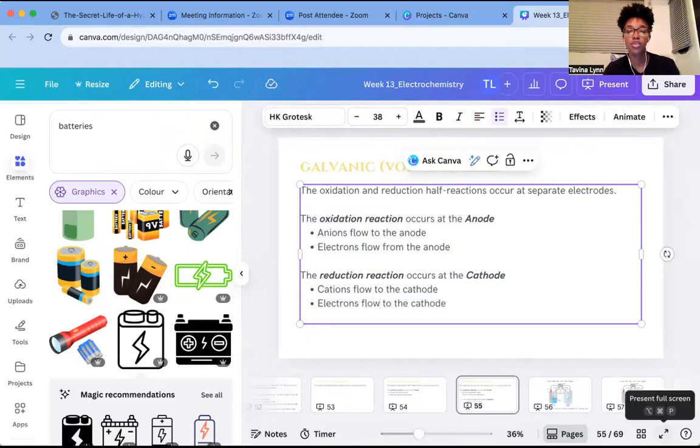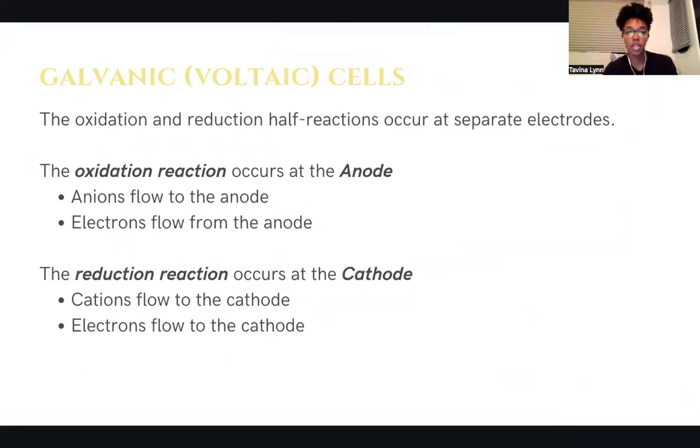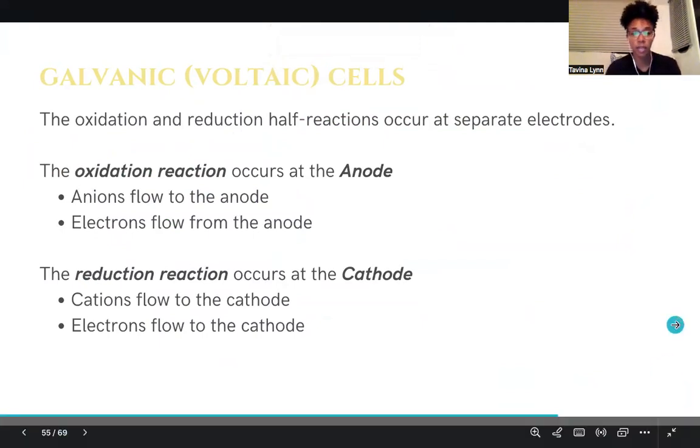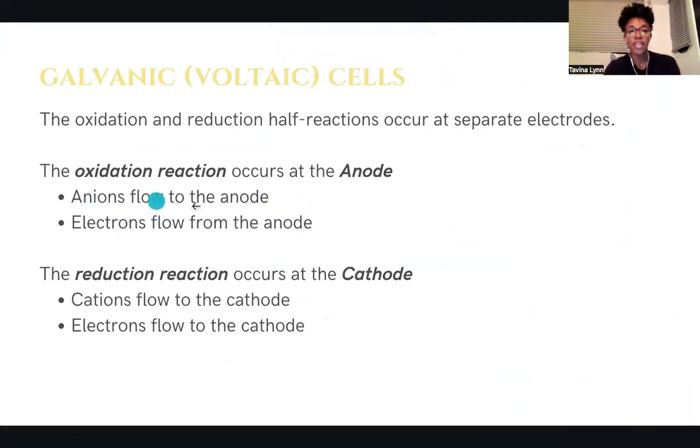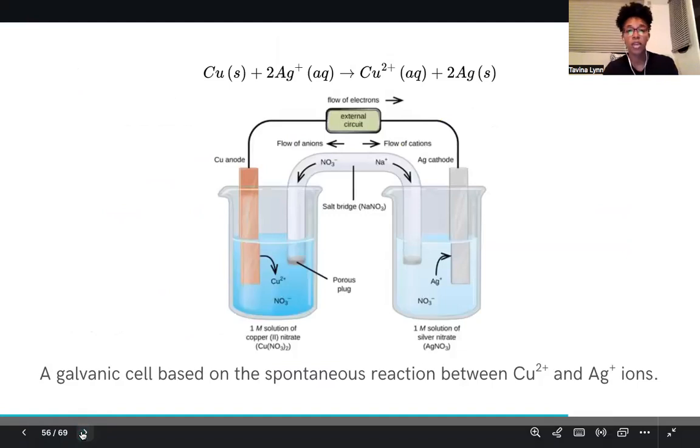They flow to the cathode. So they flow from the anode, oxidation, to the cathode where reduction takes place. These anions and cations, we're talking about charge neutralization, right? Balancing out the charge. And we'll talk more about that when we look at an example. But just remember that the anions are flowing to the anode, and we have cations that are flowing into the cathode.